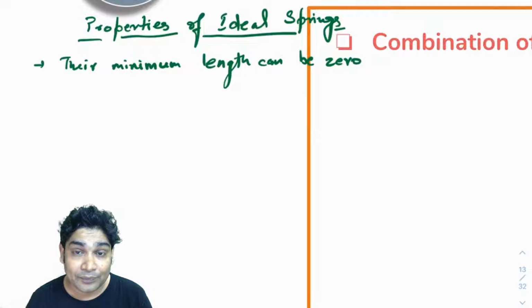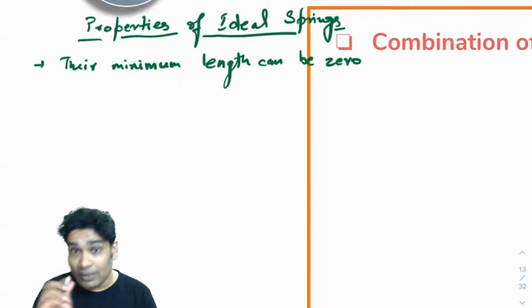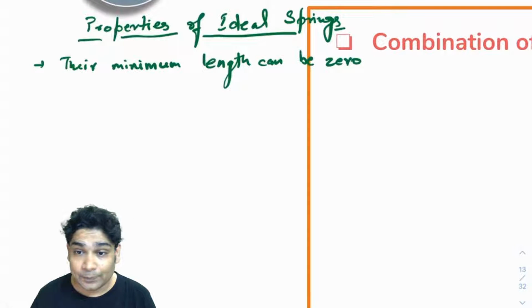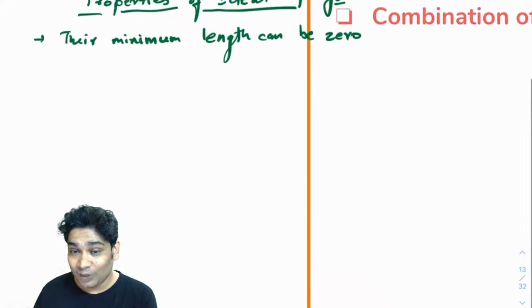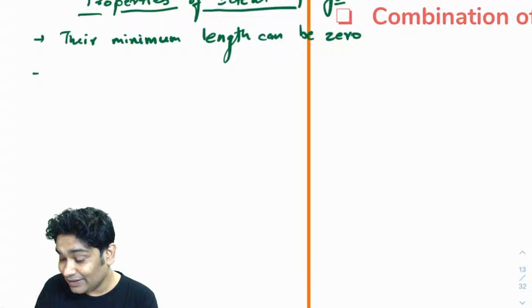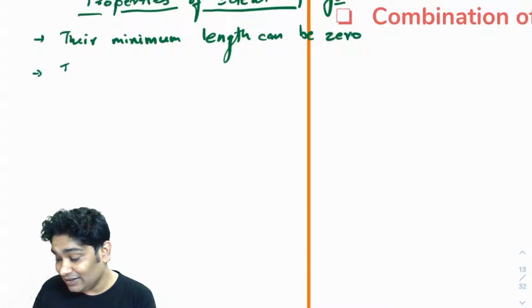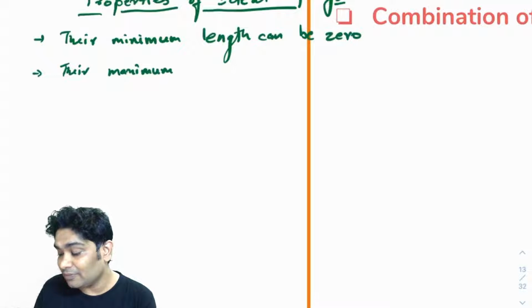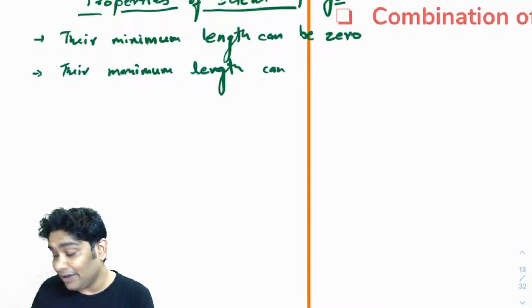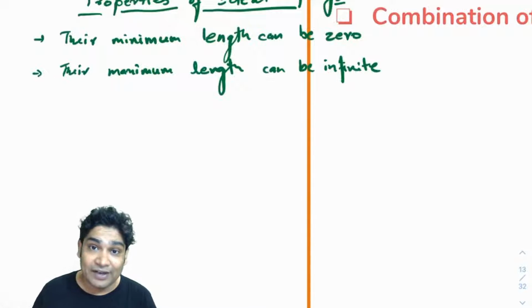I'm sure. Okay. So that is the first property, that the minimum length of an ideal spring can be zero. Second is their maximum length. Their maximum length can be infinite. Theoretically, it can be. You can stretch theoretically a spring up to infinity.